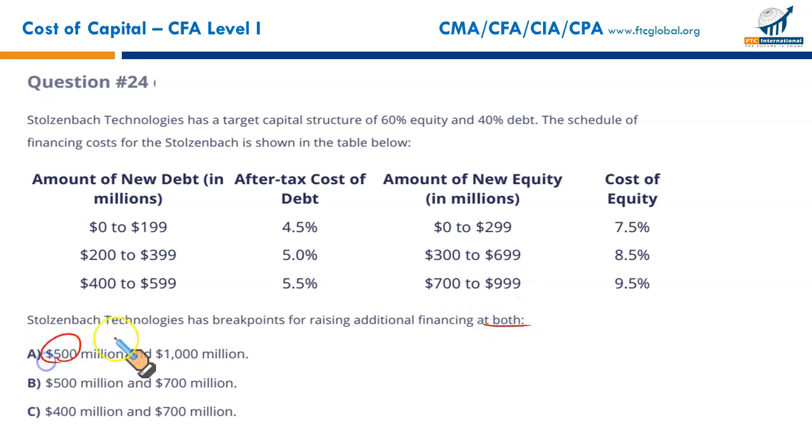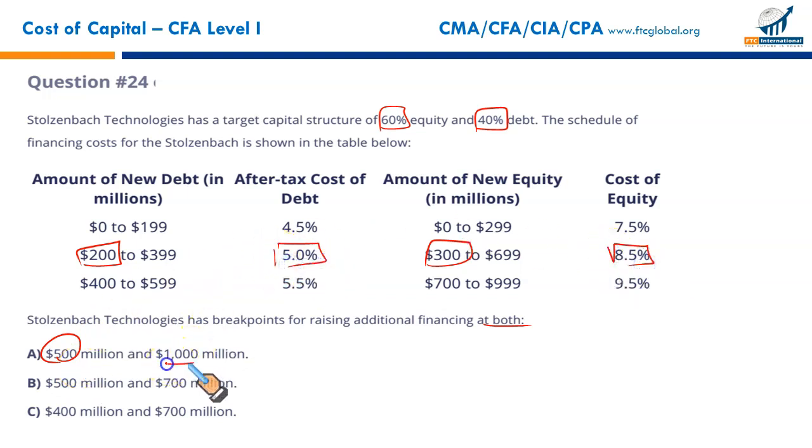Let's first consider 500 million. If it's 500 million, remember the equity and debt proportion is 60-40. So for 500, it means 60% should come from equity. 500 60% means 300 million should come from equity, this one. And the 200 million remaining should come from debt. Right? So it means for 500 million, the cost would be this.